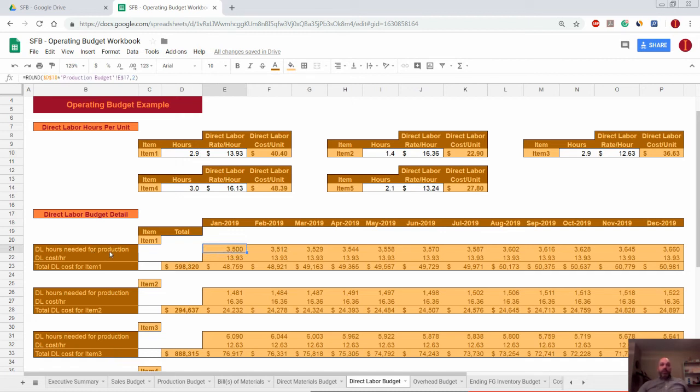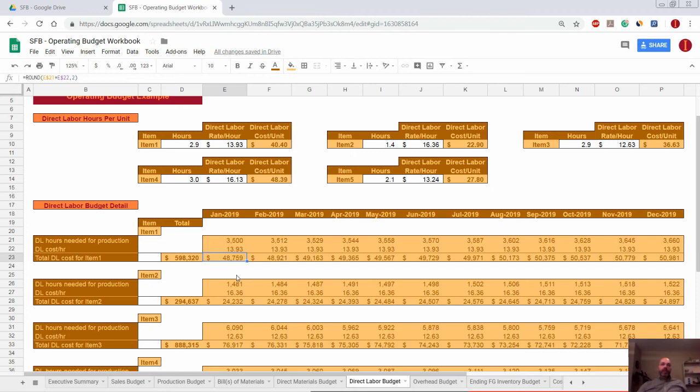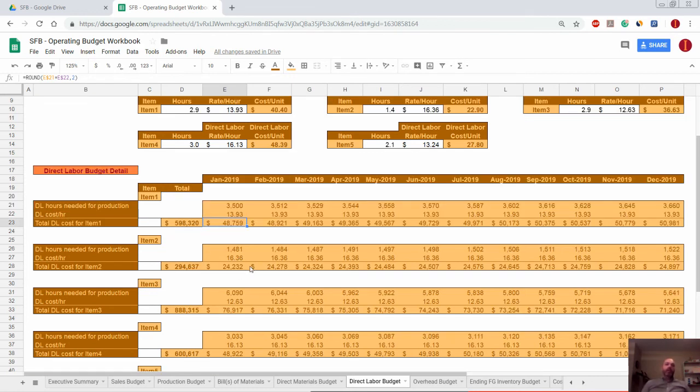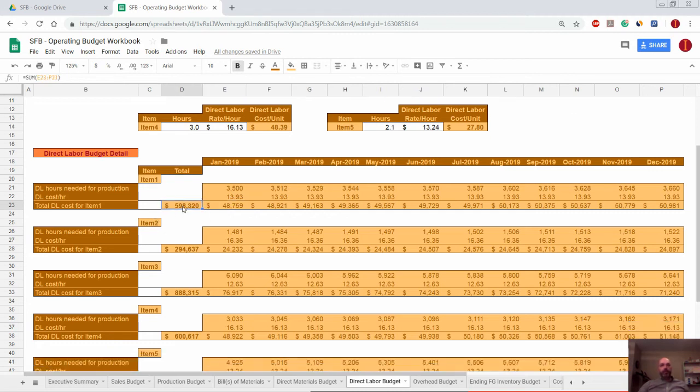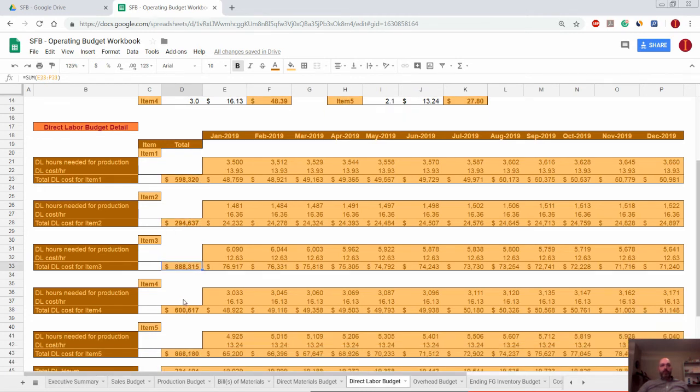So the direct hours needed for the production of each item down here are what we're going to produce times the standard amount of hours. Take that out for every month. We've got our standard direct labor rate per hour, $13.93 in the case of item 1, and just multiply it out. So we plan to spend $48,759 building item 1s in January, $48,921 in February, and so on, and then each finished good item is totaled. And you can see they're all very different.